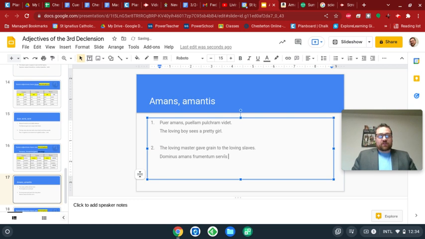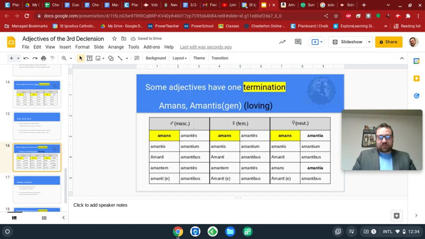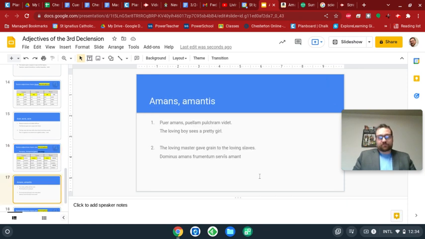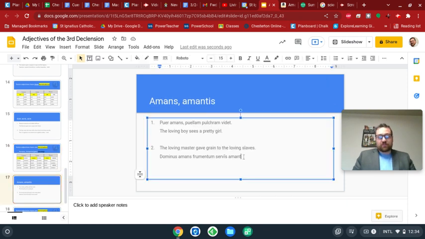All right, and then we're going to use amant. So we want dative and plural, and masculine. So amantibus. And then we got to put our verb, dedit. So here's our sentence. Dominus amans frumentum servis amantibus dedit.